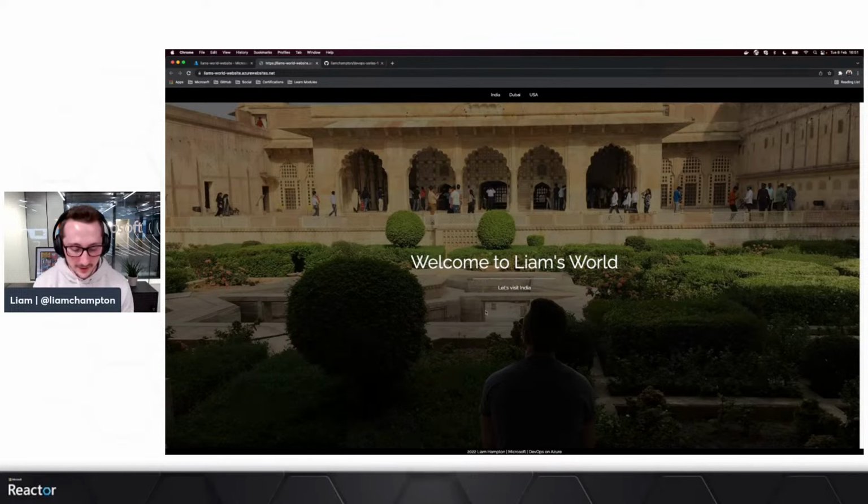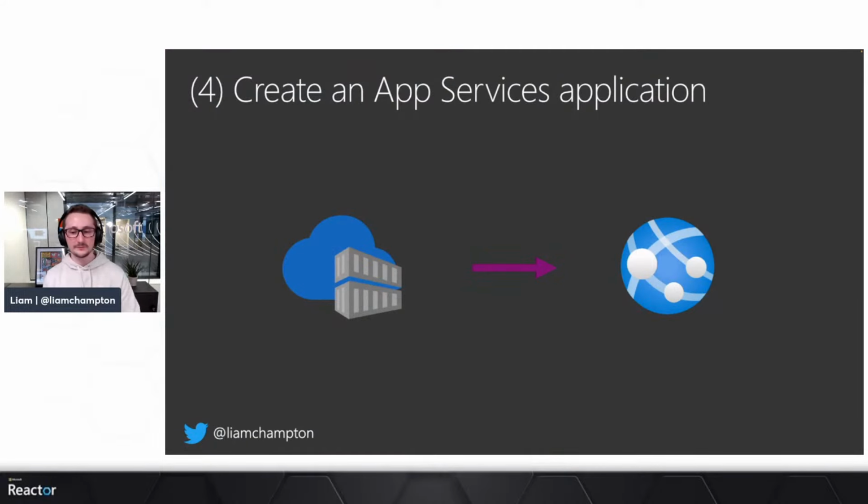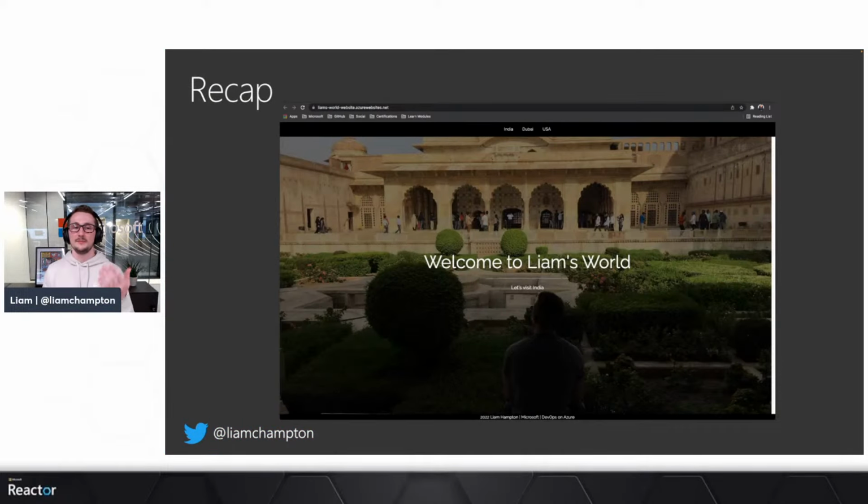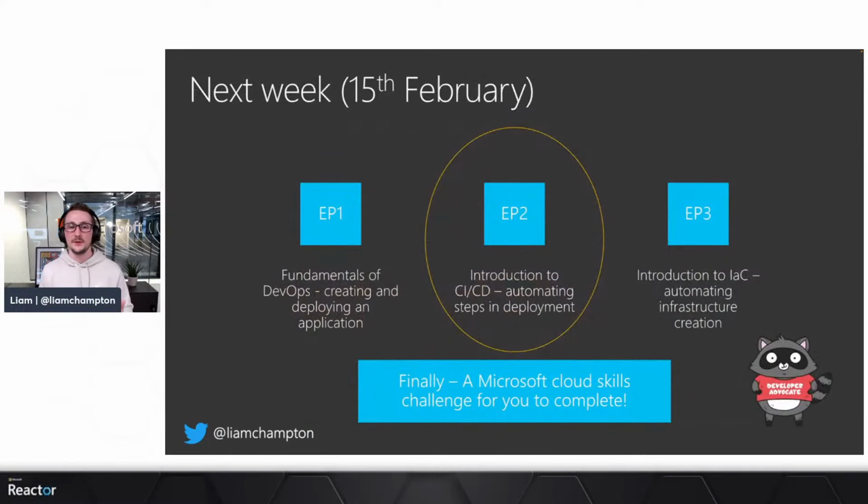The next episode is going to be focusing more on automation. So if I jump back into my slides, recapping on what we've done, we have taken this application locally, plugged it into the cloud, and it all works. Next episode, which is going to be next Tuesday, the 15th of February, we're going to be introducing CI/CD. How can I create an automated pipeline?